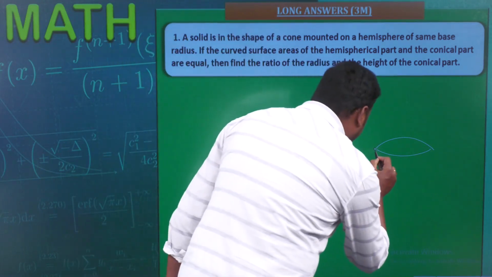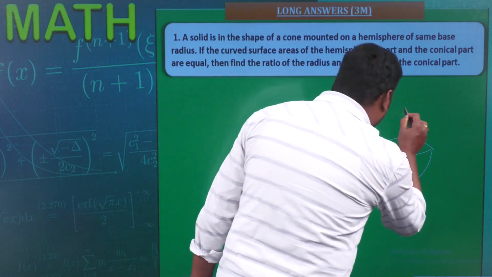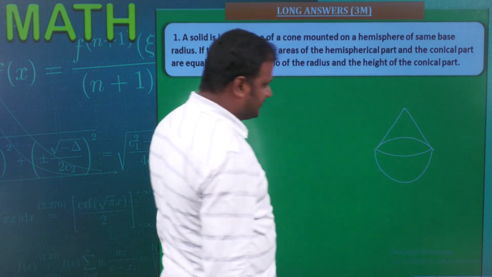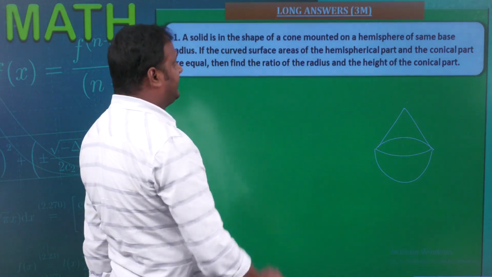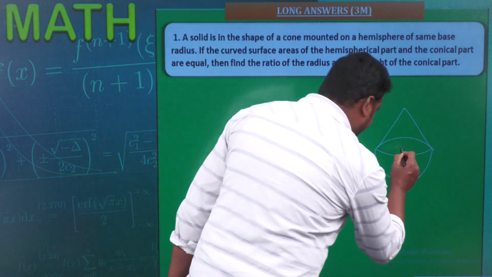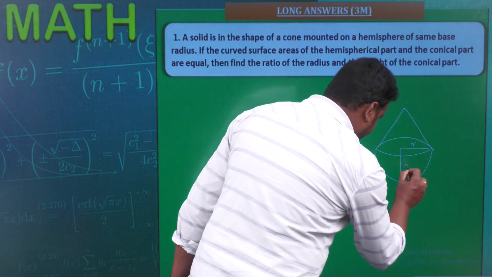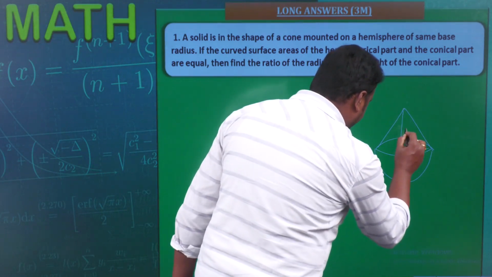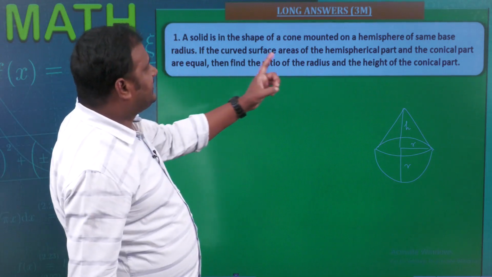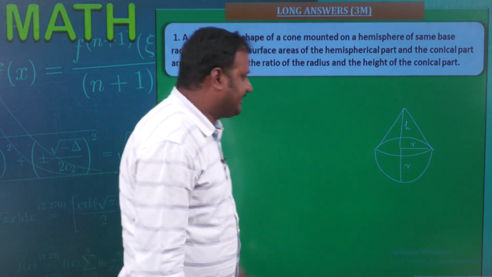So there is a hemisphere, right? And there is a cone mounted on a hemisphere. So for example, this is a cone mounted on a hemisphere. Both of them have the same base radius. So this is radius r, and of course this is also radius r. This is the height of the cone. So if the curved surface area of the hemispherical part is what?